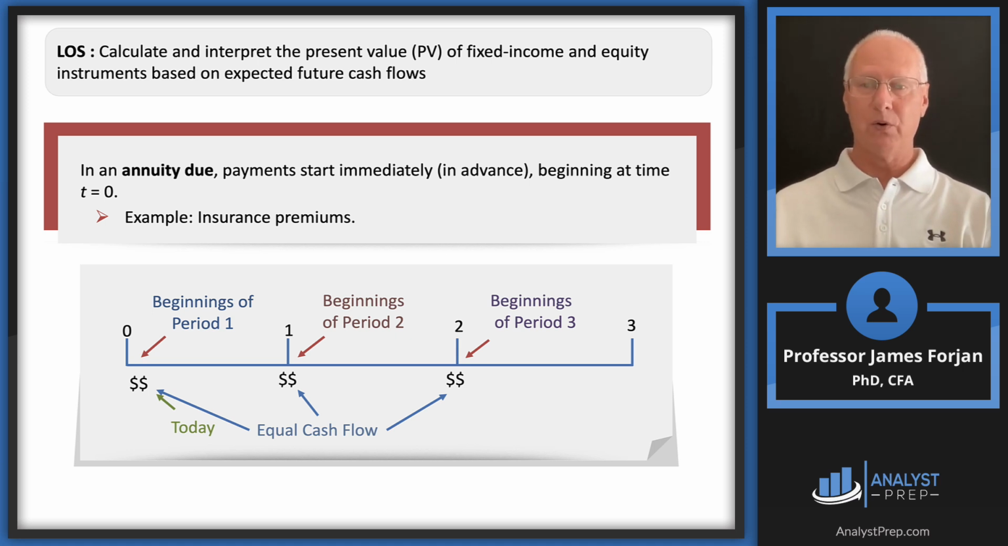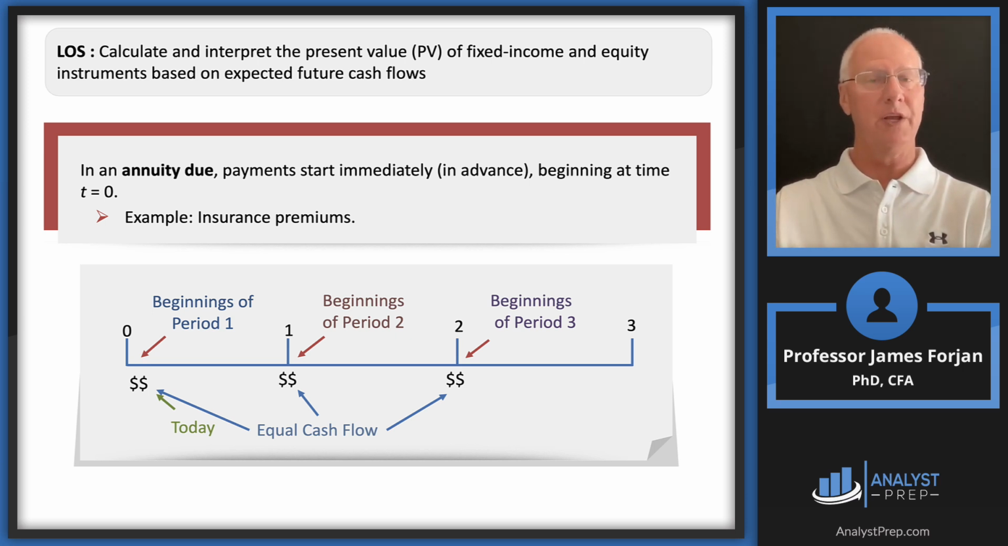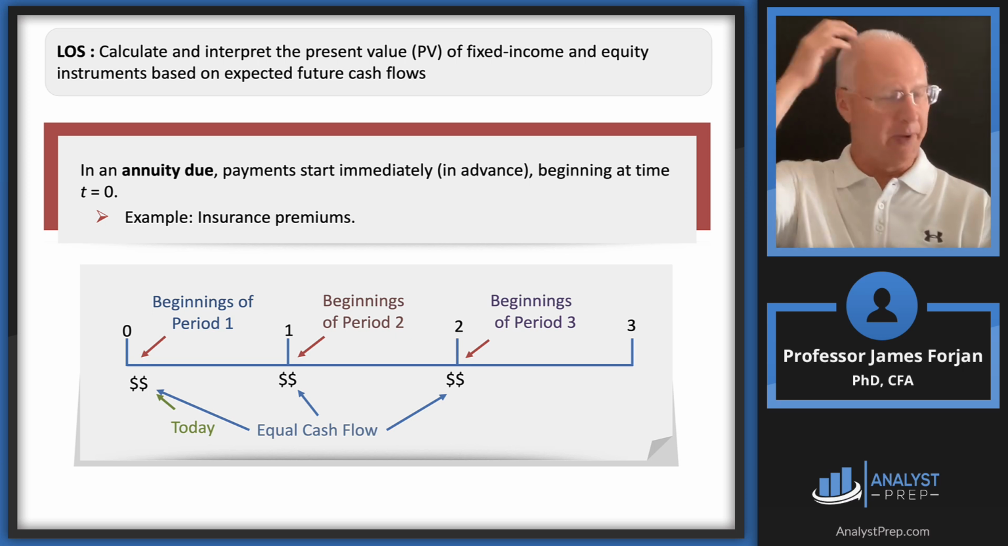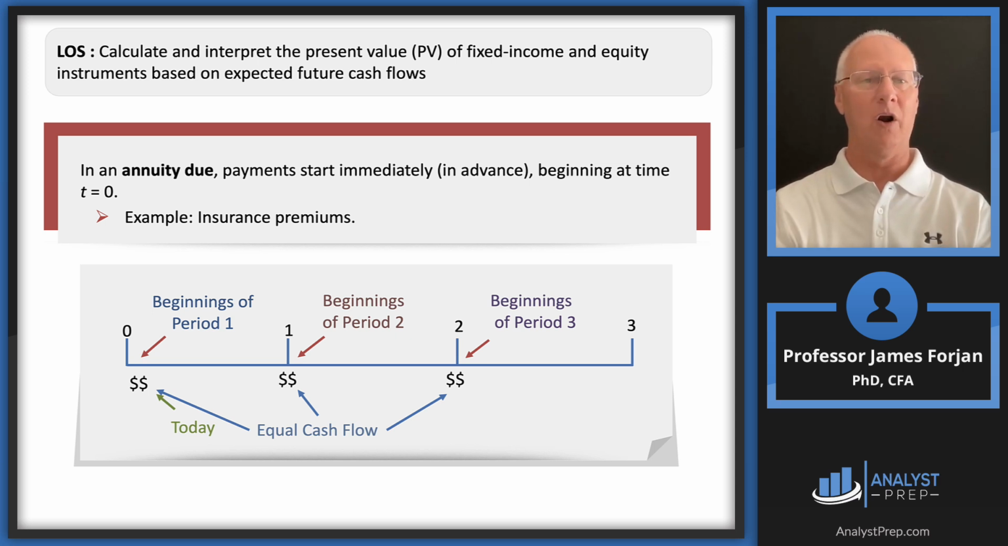Now, the annuity due is a scenario under which the payments don't begin at the end of the period like they do with an ordinary annuity. They begin at the beginning of a period. Let me give you a quick example. When you show up at the insurance agent's office and say, I would like to buy some car insurance.